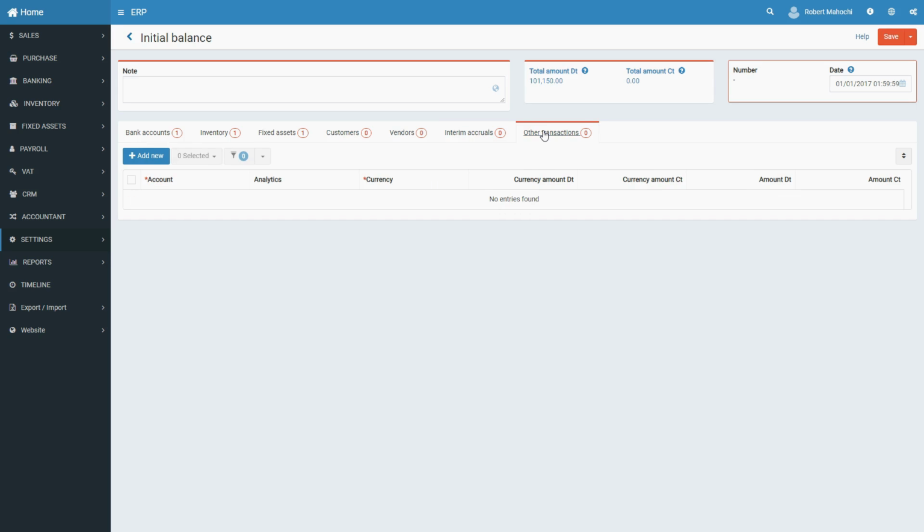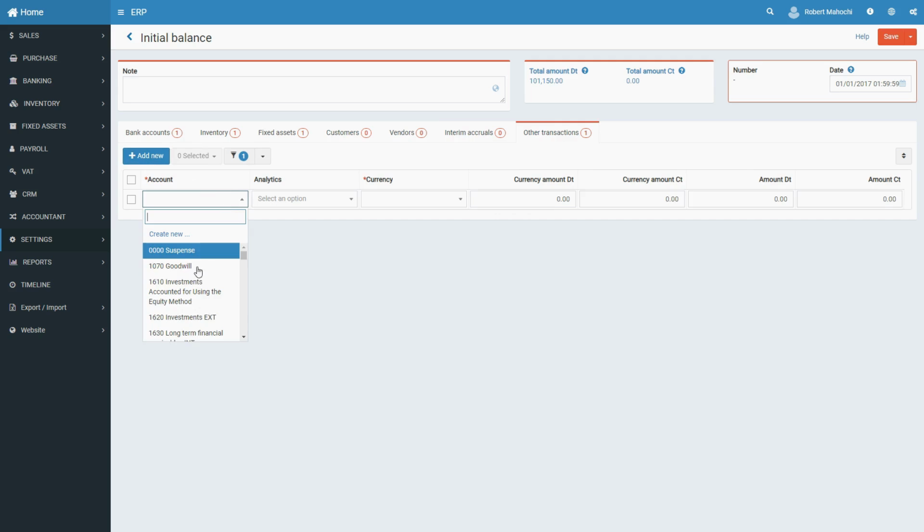Add information about other transactions if needed. Total debit and credit amount above is shown for informational purposes.